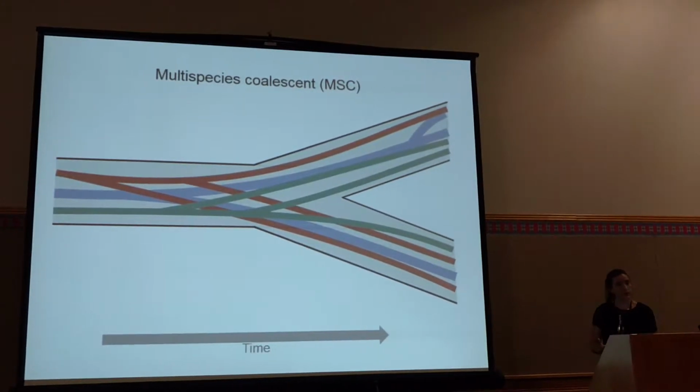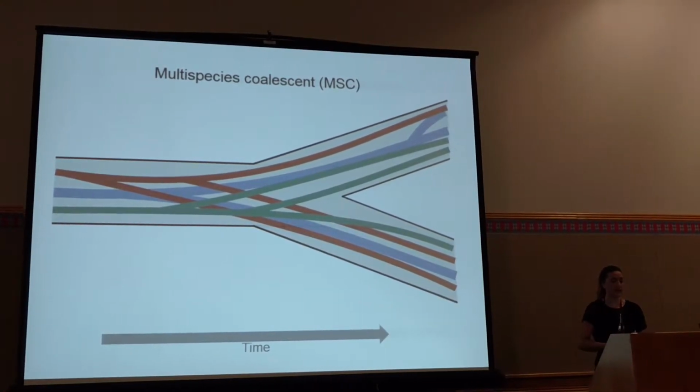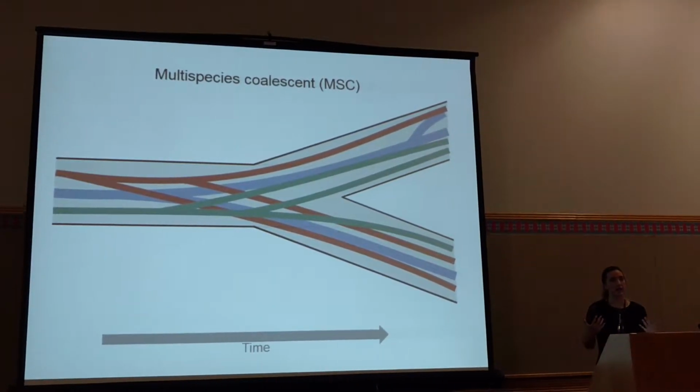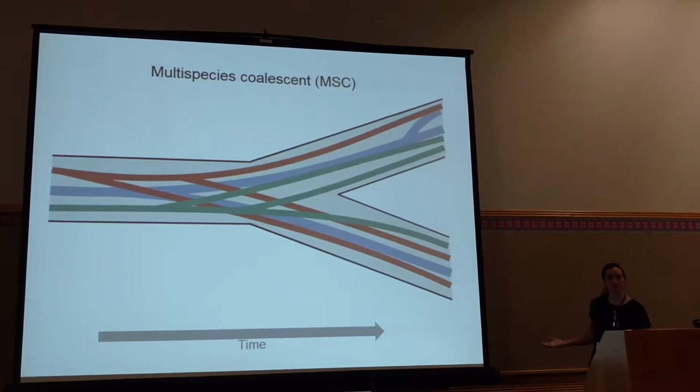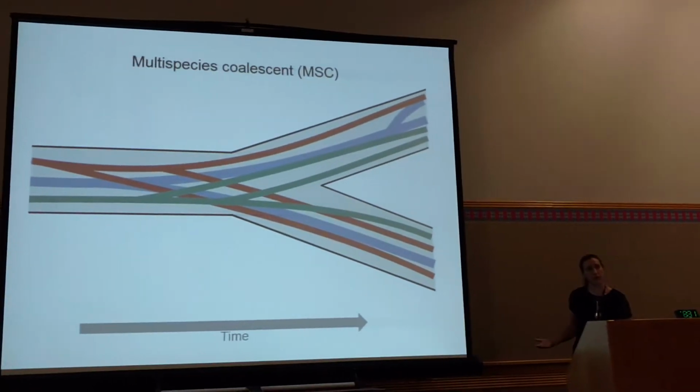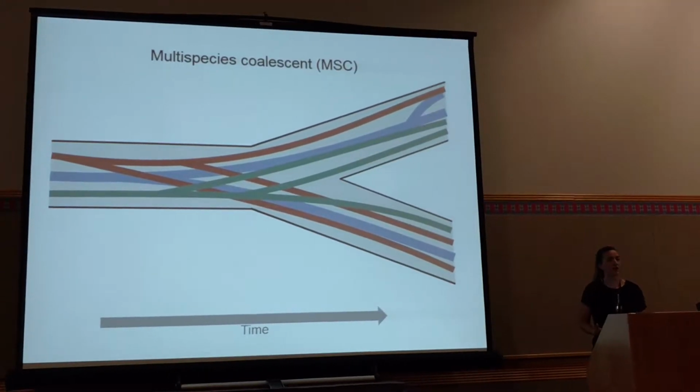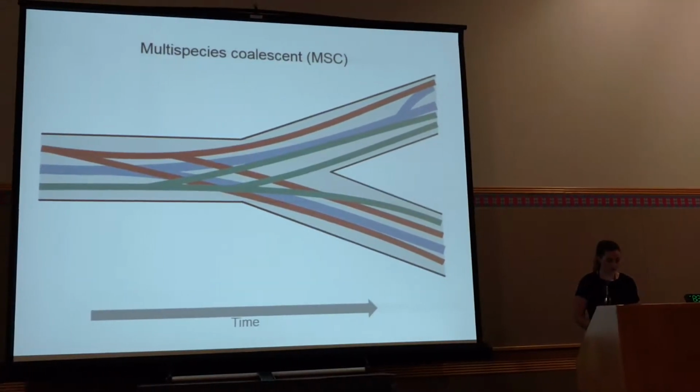So often in the literature recently, we're seeing an influx of studies that are looking at purely genetics, inputting those genetic data into these multi-species coalescent-based programs, and changing taxonomy based on those results alone.